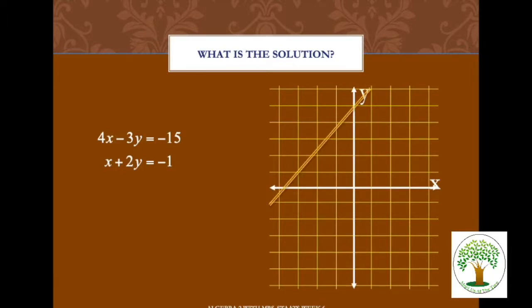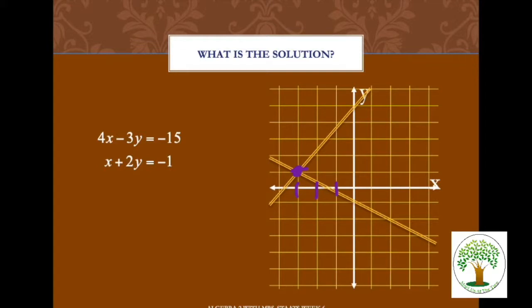You do the same thing with this one. And where would the solution to those two be? Where they cross. And in this case, negative 3, comma 1. We'd have 1, 2, 3, and then 1. Negative 3, comma 1. That would be the solution.